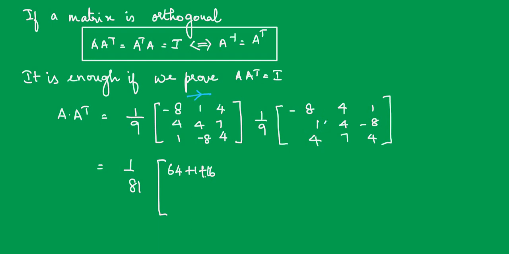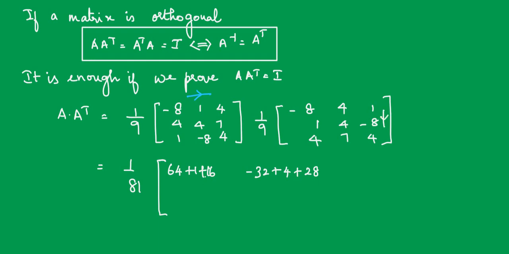Next we multiply the first row and the second column. Similarly, minus 8 into 4 gives us minus 32. 1 into 4 gives us plus 4. Plus 4 into 7, 28. So I have multiplied the first row and the second column.